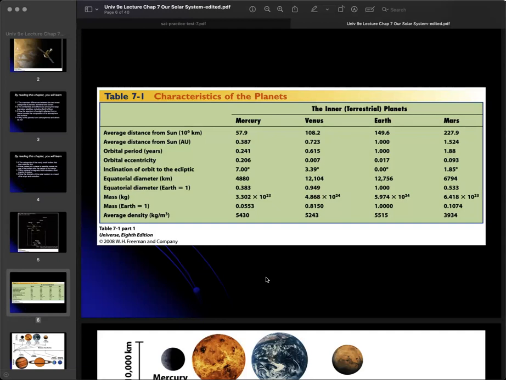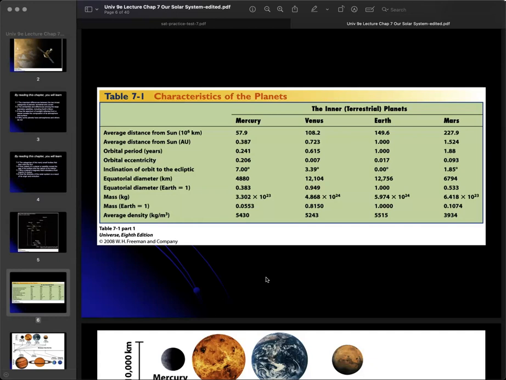Inclination to the ecliptic, how much is the orbital plane of the planet tilted with respect to the Earth's orbital plane? In that also, Mercury has a high number of 7 degrees, but again, because of having a small orbit, it is not as apparent. Venus is tilted at 3.39 degrees. Earth has 0.00 degrees because that is the reference plane from which all the other angles are measured. Mars has an angle of 1.85 degrees.